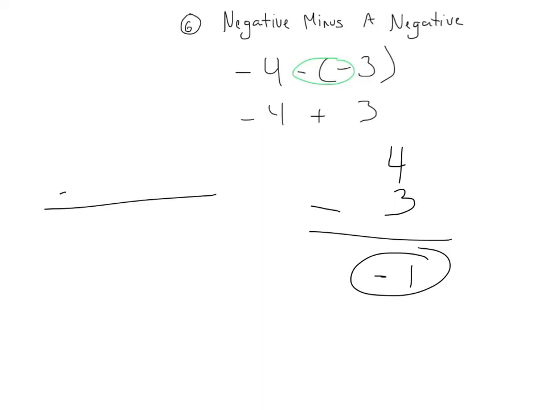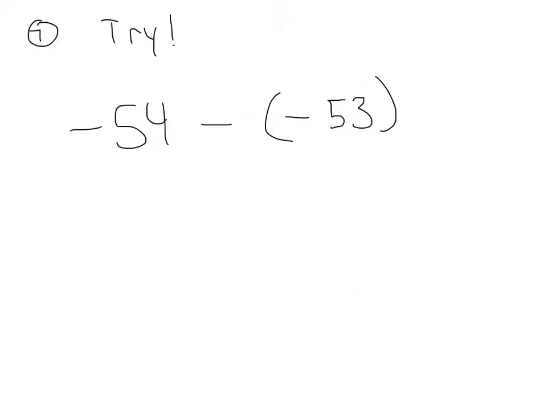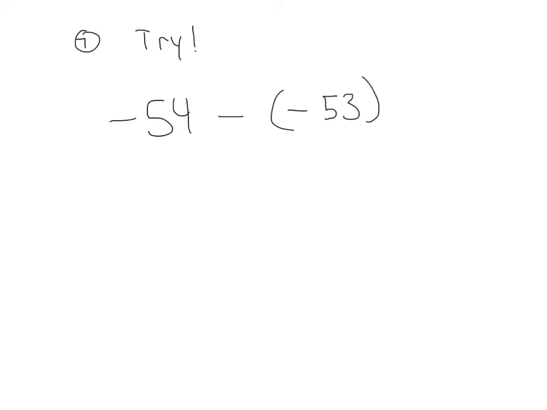We could use the number line and say, well, if I start at -4 and I add 3, it means go 1, 2, 3. So it'd be -4, -3, -2, -1 would be our answer right there. And of course, we already know it's -1. And so how about this one? -54 minus -53. Well, again, tell you what, why don't you pause the video and try this one, and then play it when you're done.